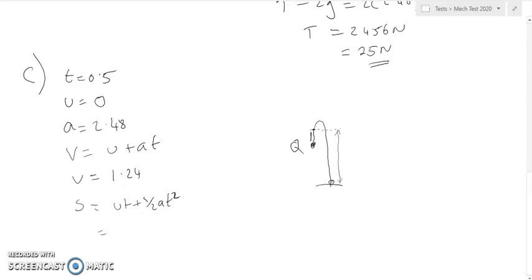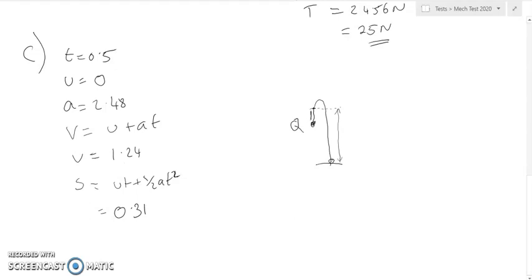And this comes out as, let me do that on my calculator, half times 2.48 times 0.5 squared. Fantastic, and that gives me 0.31. So now I know it's traveled 0.31 meters above. So it's traveled 0.31 meters up from where it started. It started 2 meters above the ground, so now it's actually at a height of 0.31 meters per second.